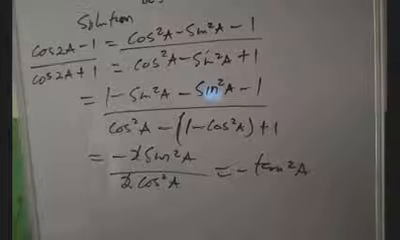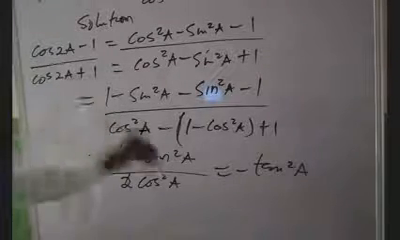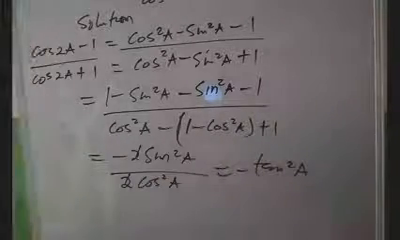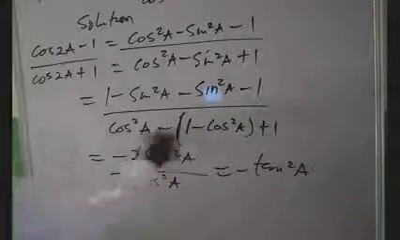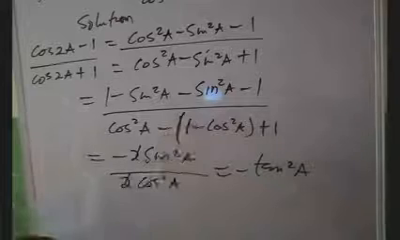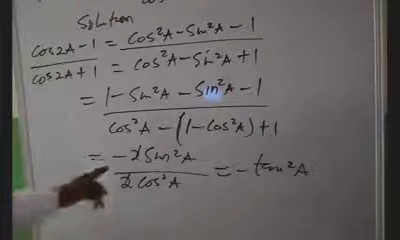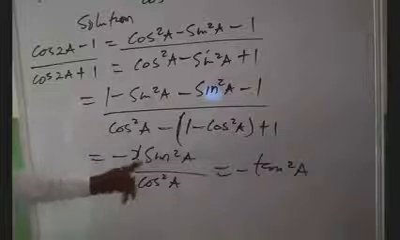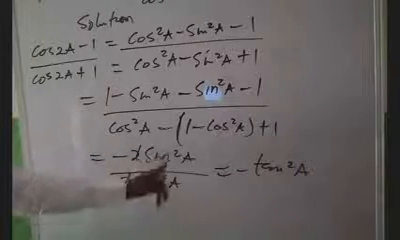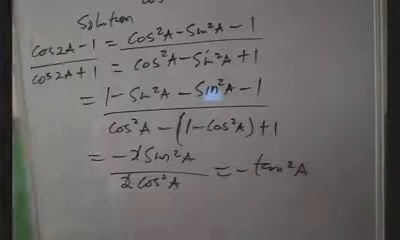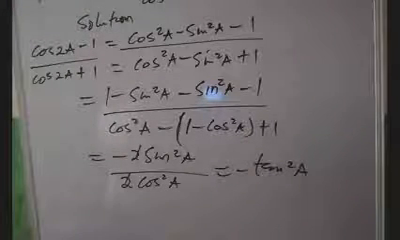Take note of what I did here. Minus times 1 is minus 1. Minus 1 plus 1 will go, which is 0. And minus times minus is plus, so I have 2 cos square A. 2 cancels 2, and I'm left with the minus here, then sine square over cos square. Sine square A over cos square A will give you minus tan A.